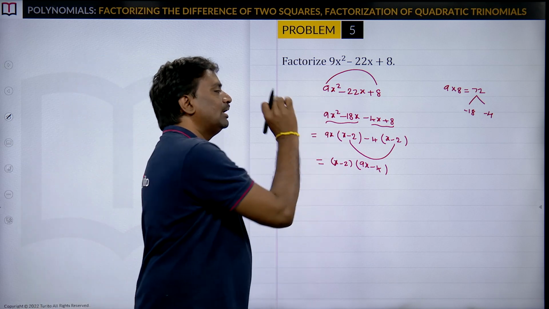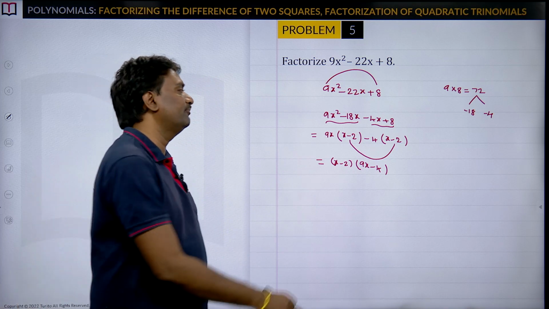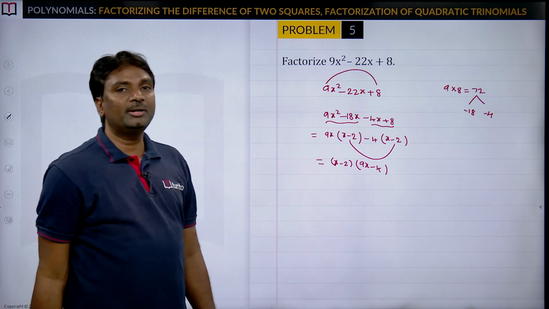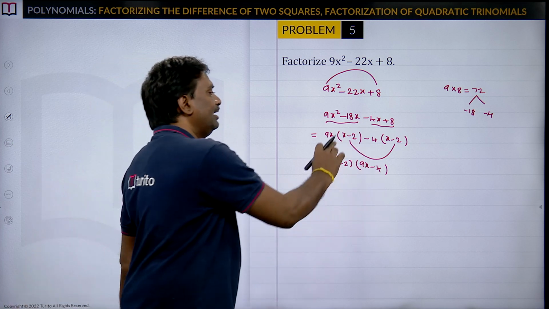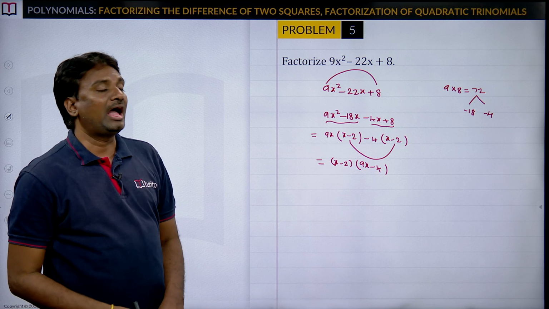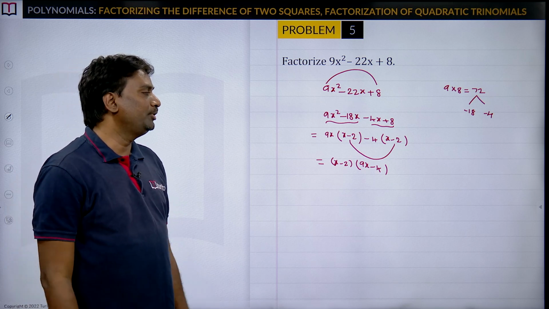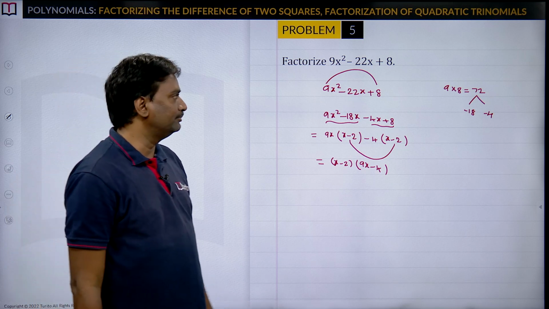From the first two terms, we can take 9x as common, 9x of x minus 2. From the last two terms, by taking minus 4 as common, minus 4 of x minus 2. Again, by taking x minus 2 as common, we get x minus 2 into 9x minus 4.